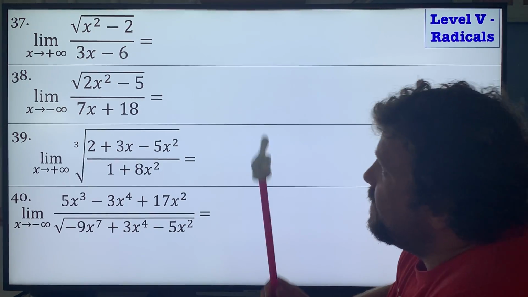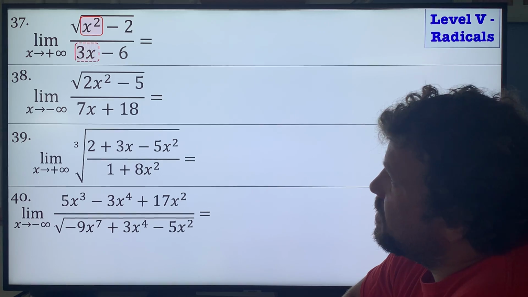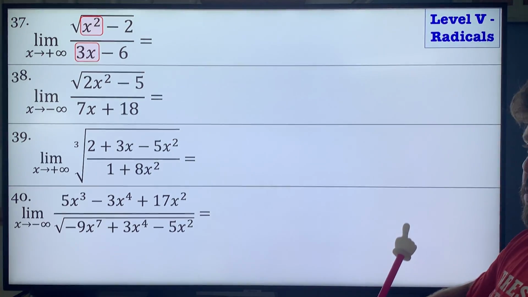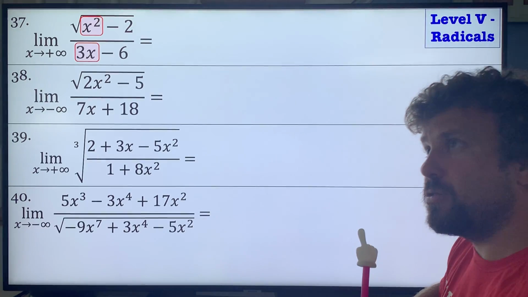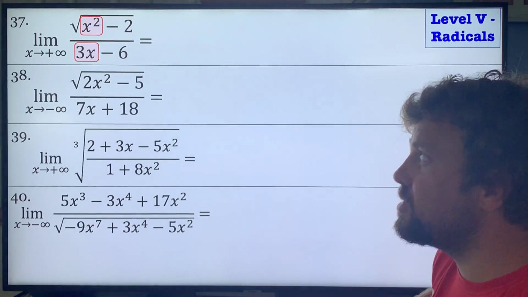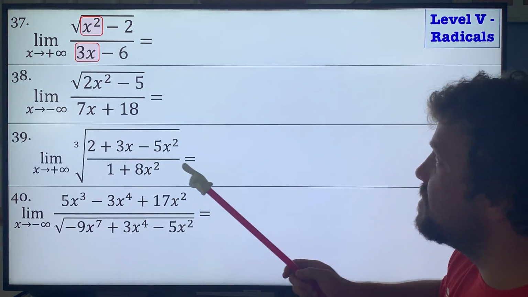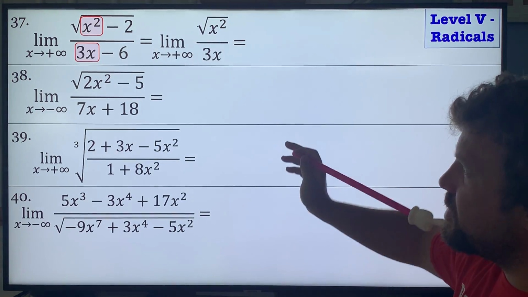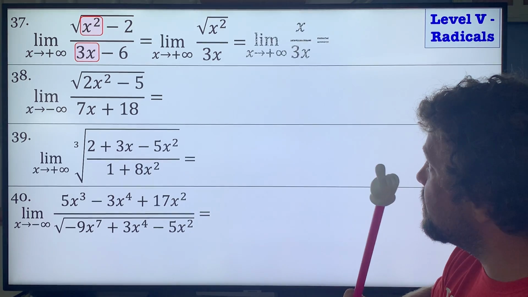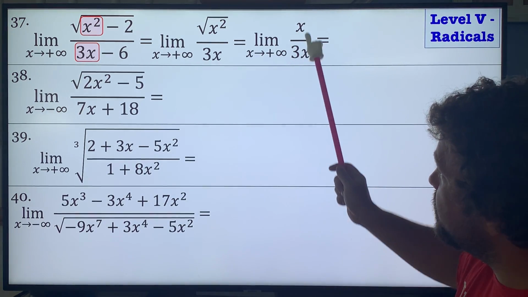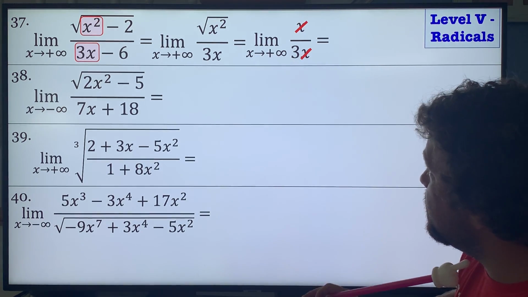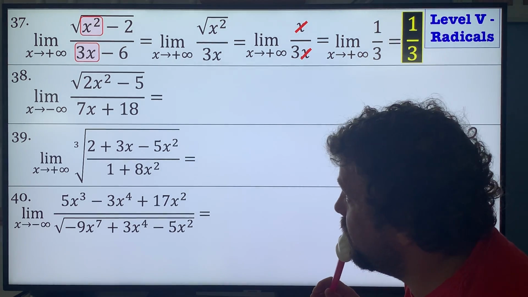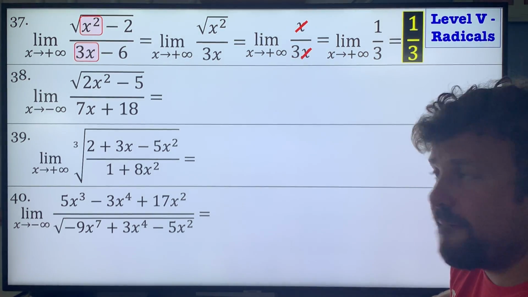Alright, 37. Highest degree term on top is x squared. Highest degree term on bottom is 3x. So now we're kind of mixing up a radical and a rational. Square root of x squared is x. So x over 3x. What cancels out here? The x's. Your answer is the limit as x approaches infinity is 1/3.